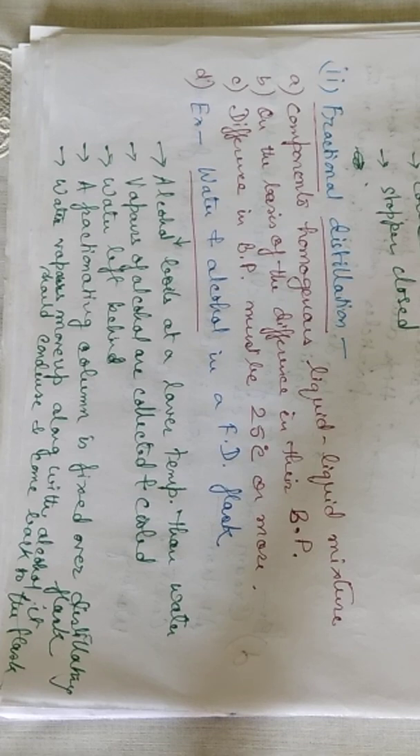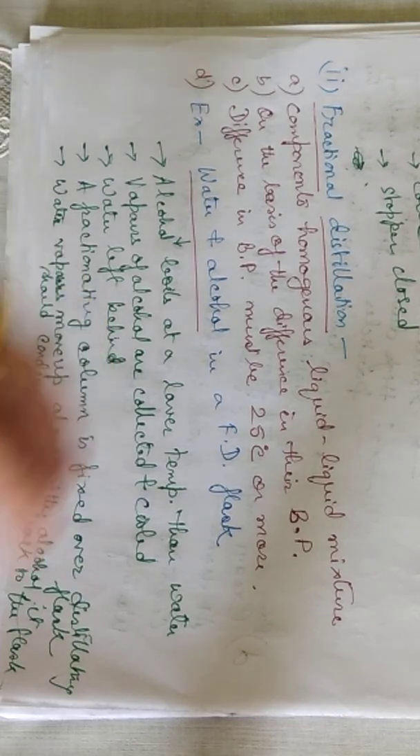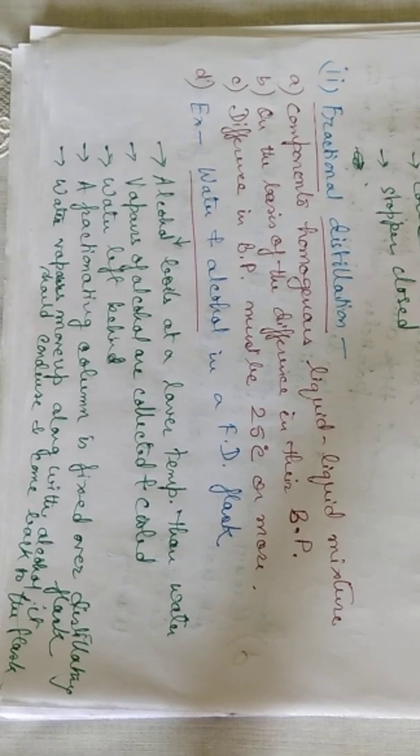Then a fractional column is fixed above the distillation flask. Water vapor moving up along with the alcohol in the column should condense and come back to the flask. Whereas alcohol, being lighter, with a lower boiling point, will start passing through the condensation flask, and it gets collected as a distillate.